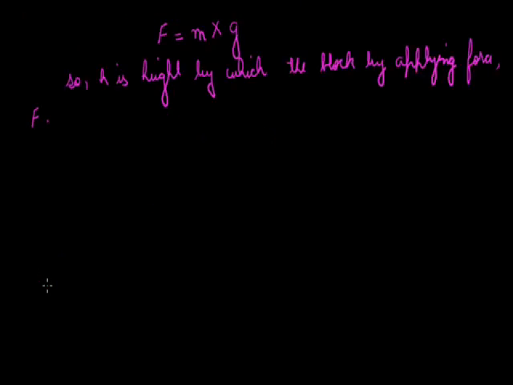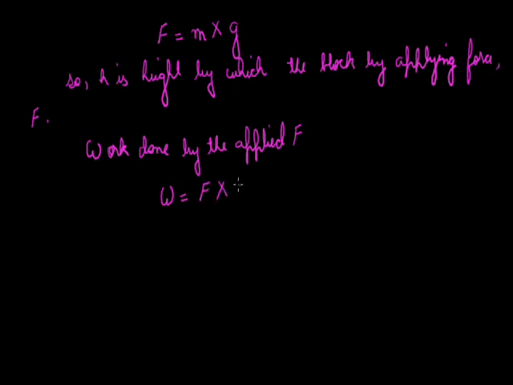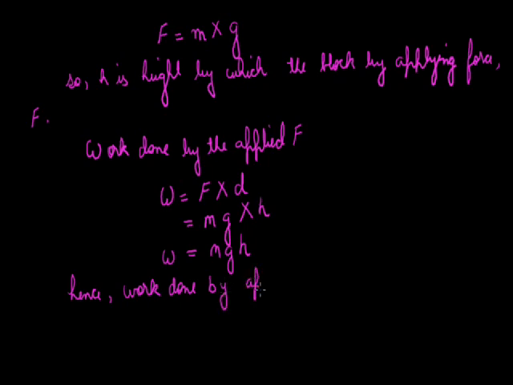So in this case we have force and the displacement of the body when this force is applied on the body. So now we will calculate the work done. As we have discussed, work done is equal to force into displacement, that is d. Here F is equal to mg, that is weight, and displacement is h, that is height. So work done is mgh. Hence work done by applied force F is mgh.